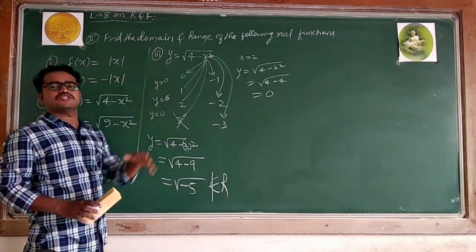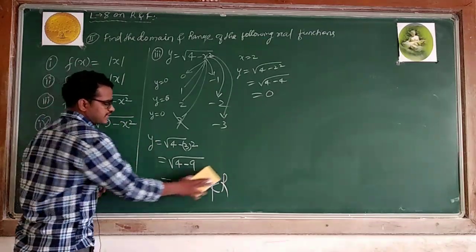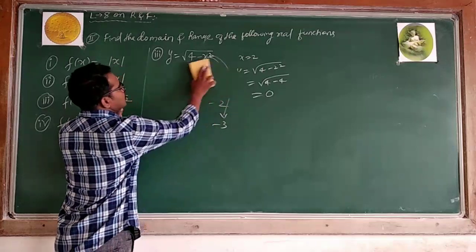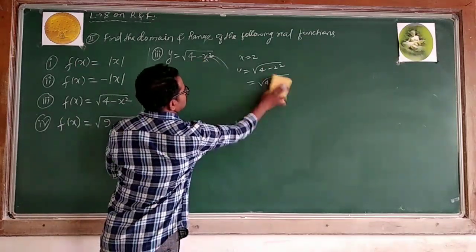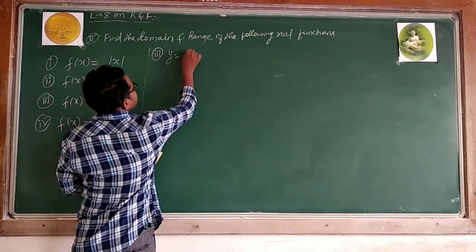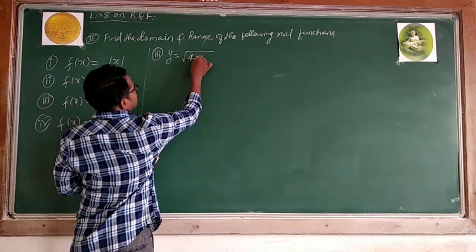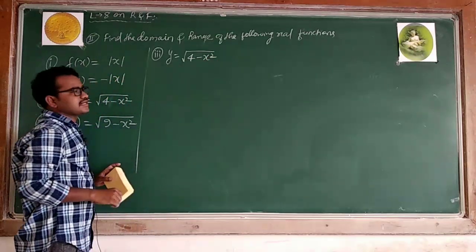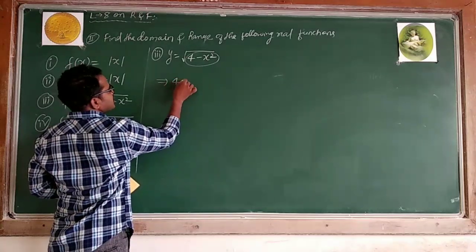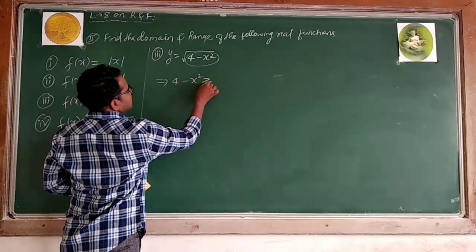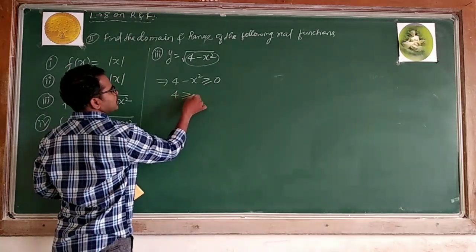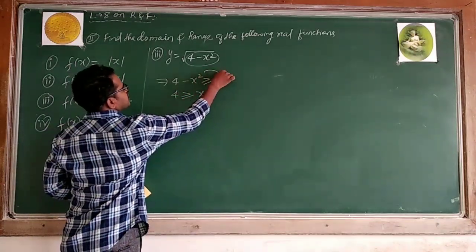And after plus 2 values, I can express it like this: I can take 0, 1, 2, minus 1, minus 2. Better I can say, you can write 4 minus x square under root. What should this quantity under root be? It implies that this quantity should be greater than or equal to 0. Means I can say 4 is greater than or equal to x square.